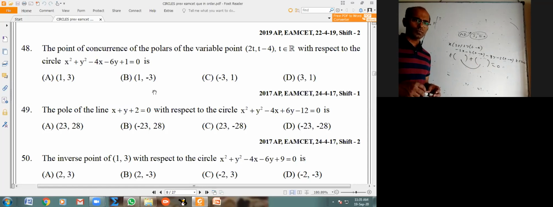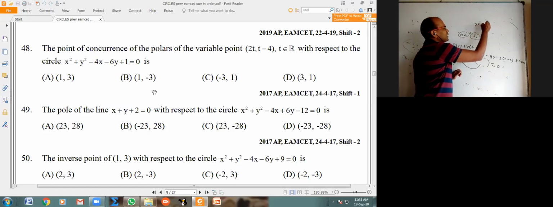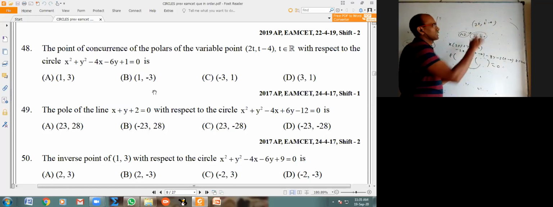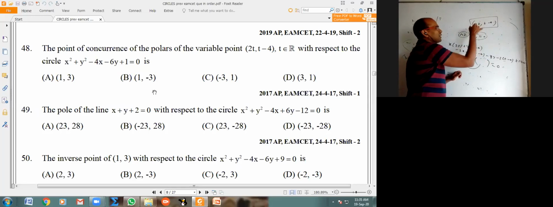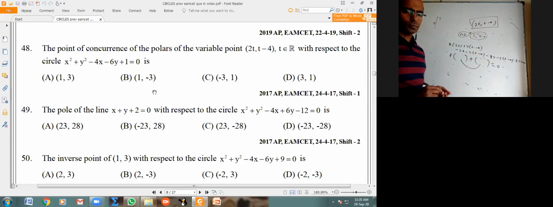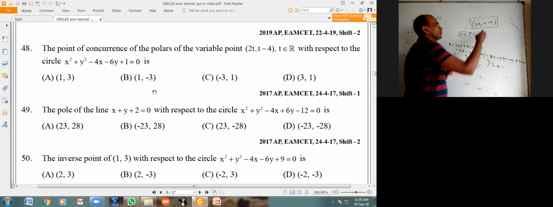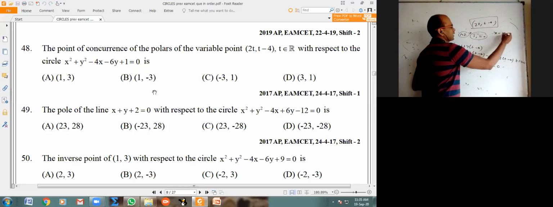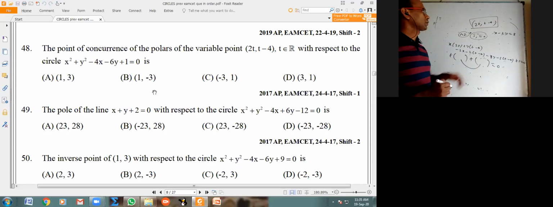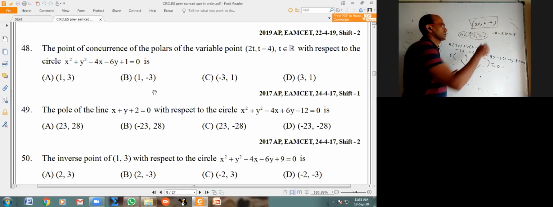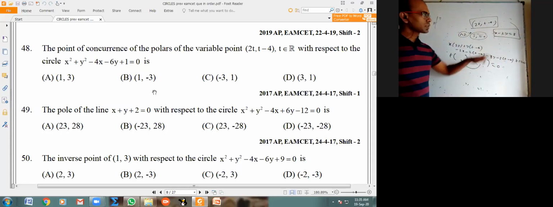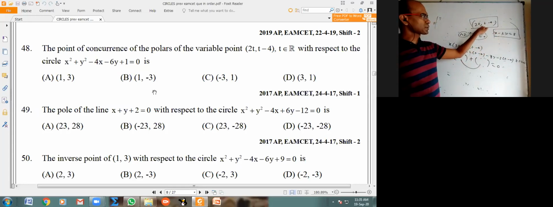Yes, sir. Okay. Something else also is there. 2t comma t minus 4. Forget about everything else. What is the locus of this point alone when t changes? That will be x minus 2y, x by 2 equals y, x minus 2y equal to 8. From this, if you remove 2 times this, we get 8. Yes. Okay. Now, the locus of this point is this line.